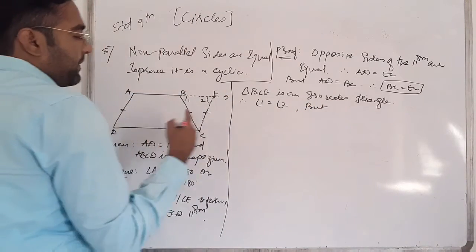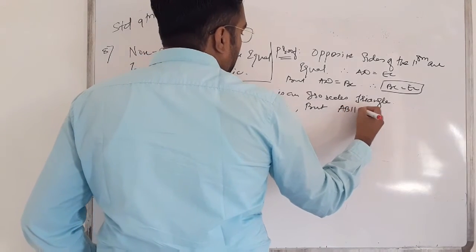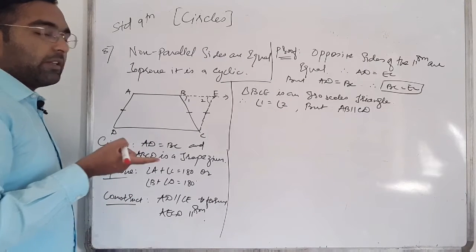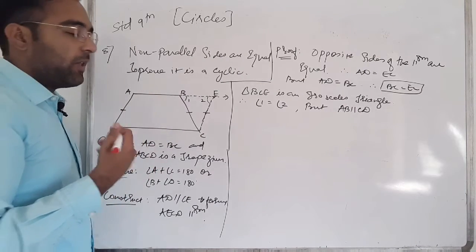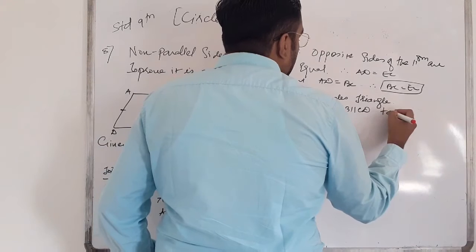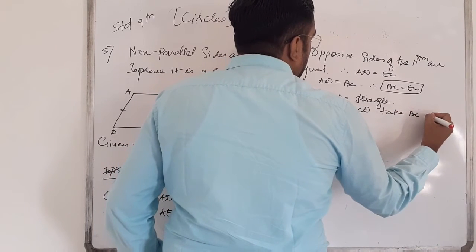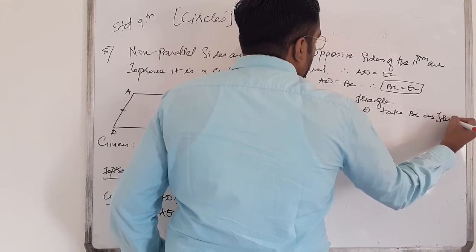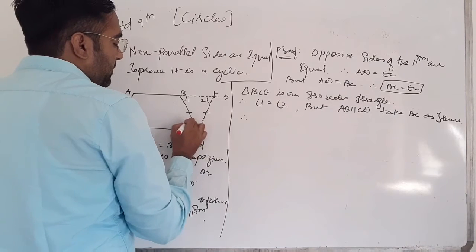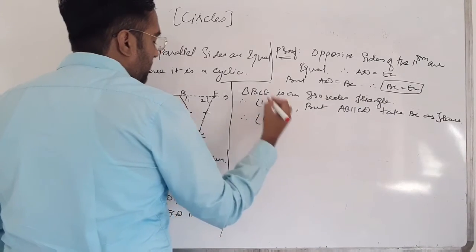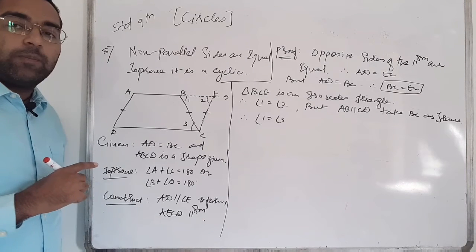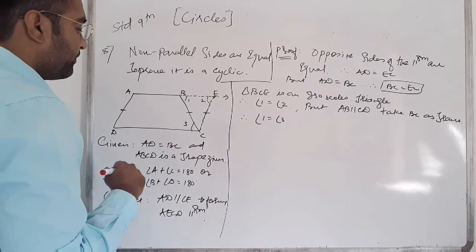we know that AB is parallel to CD, because ABCD is a trapezium. But AB is parallel to CD and take BC as a transversal. So therefore we are seeing that angle 1 is equal to angle 3. Clear?